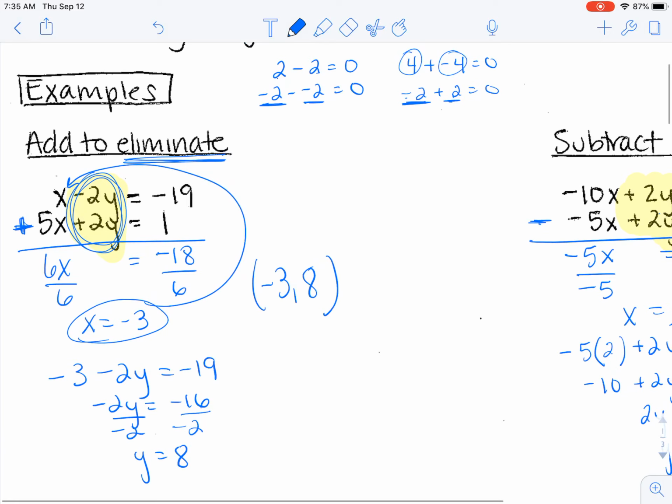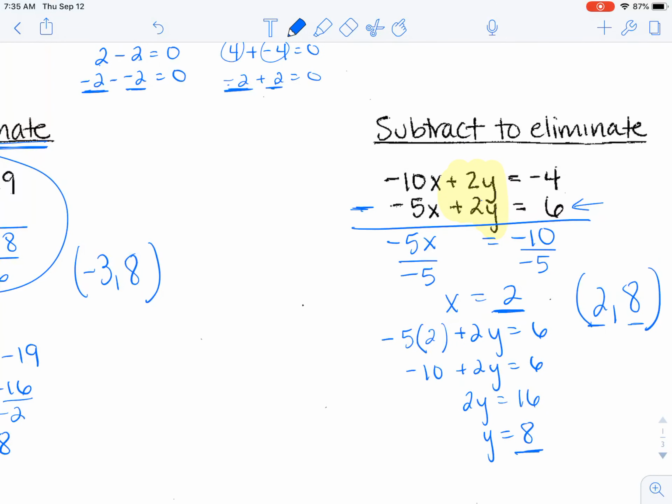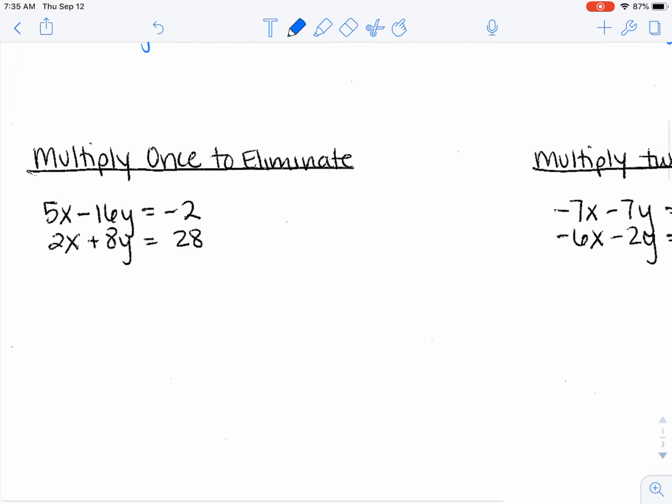Okay, so again, add to eliminate when your signs are different. Subtract to eliminate when your signs and coefficients are the exact same. All right, on to multiplying.